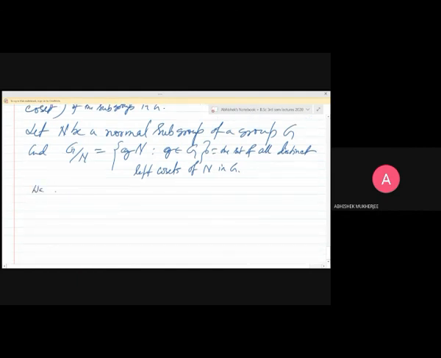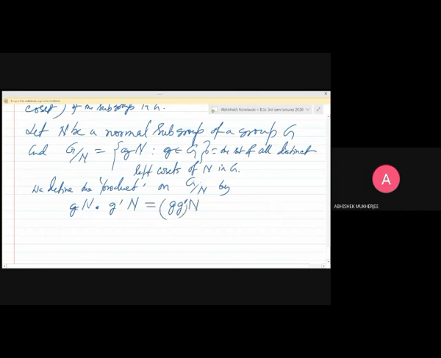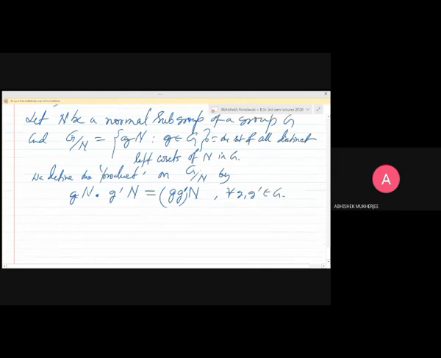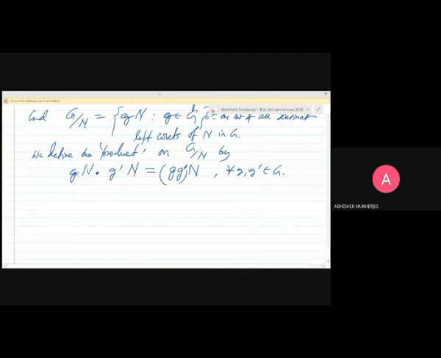Now we define the product operation on G/N by gN · g'N = gg'N, for all g, g' belonging to G, right?